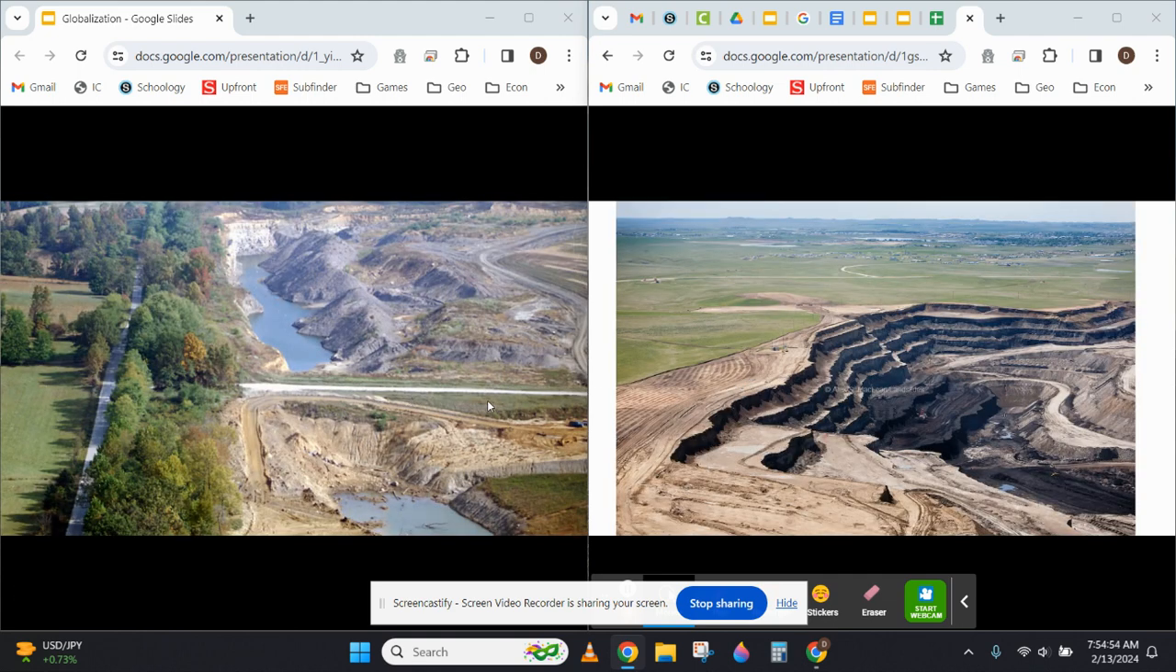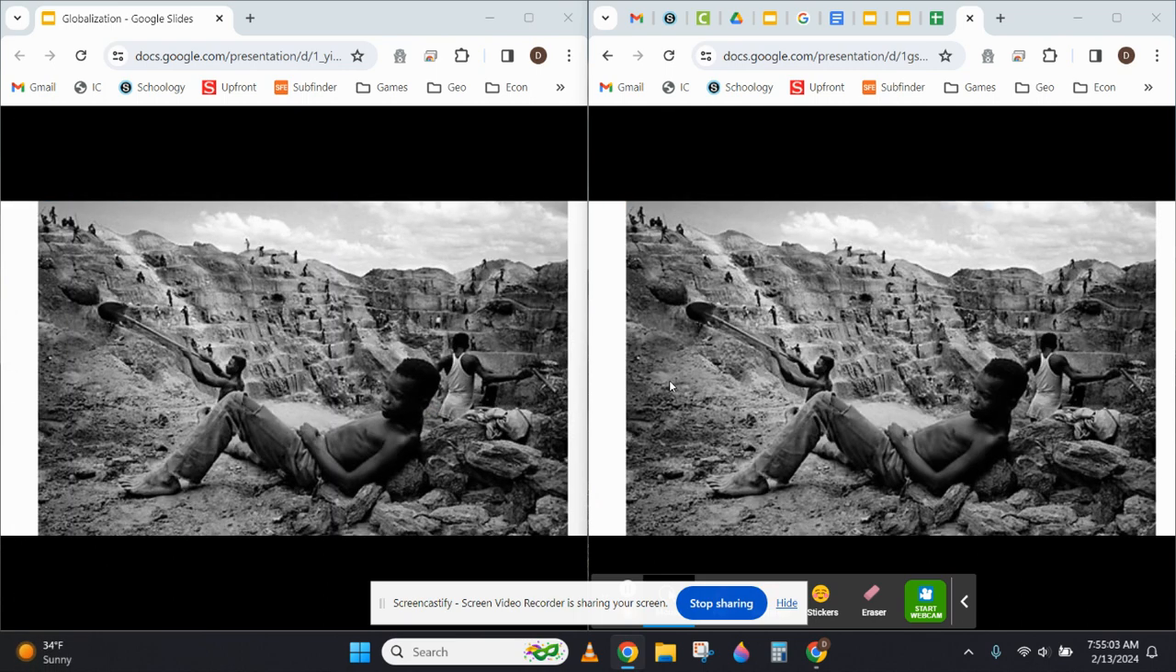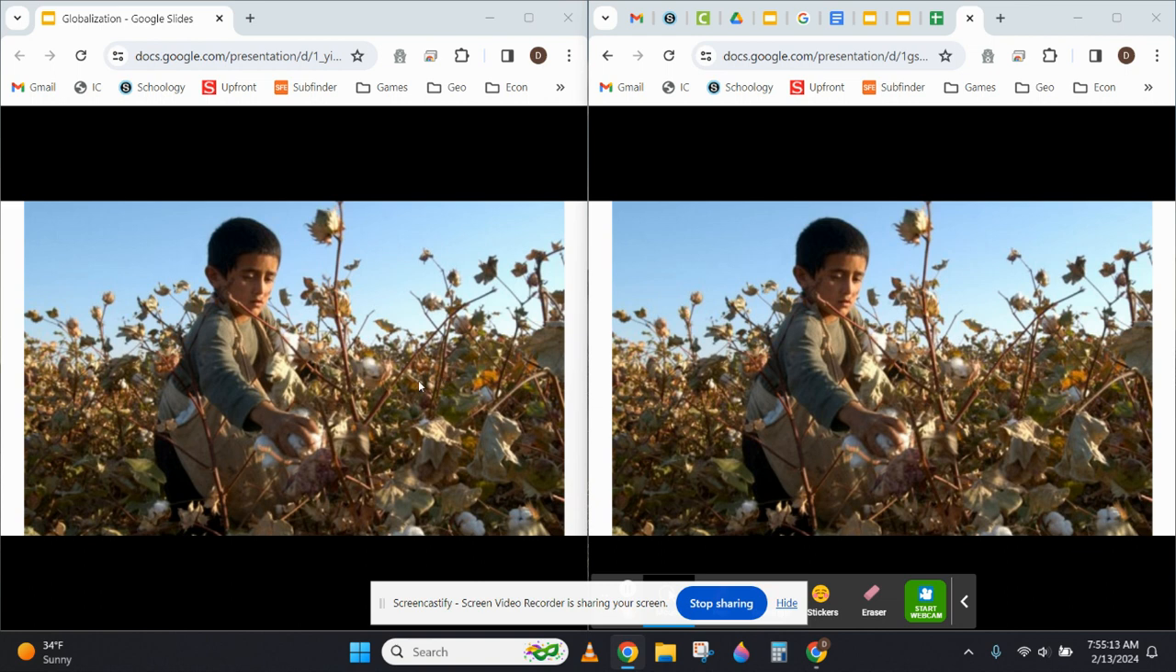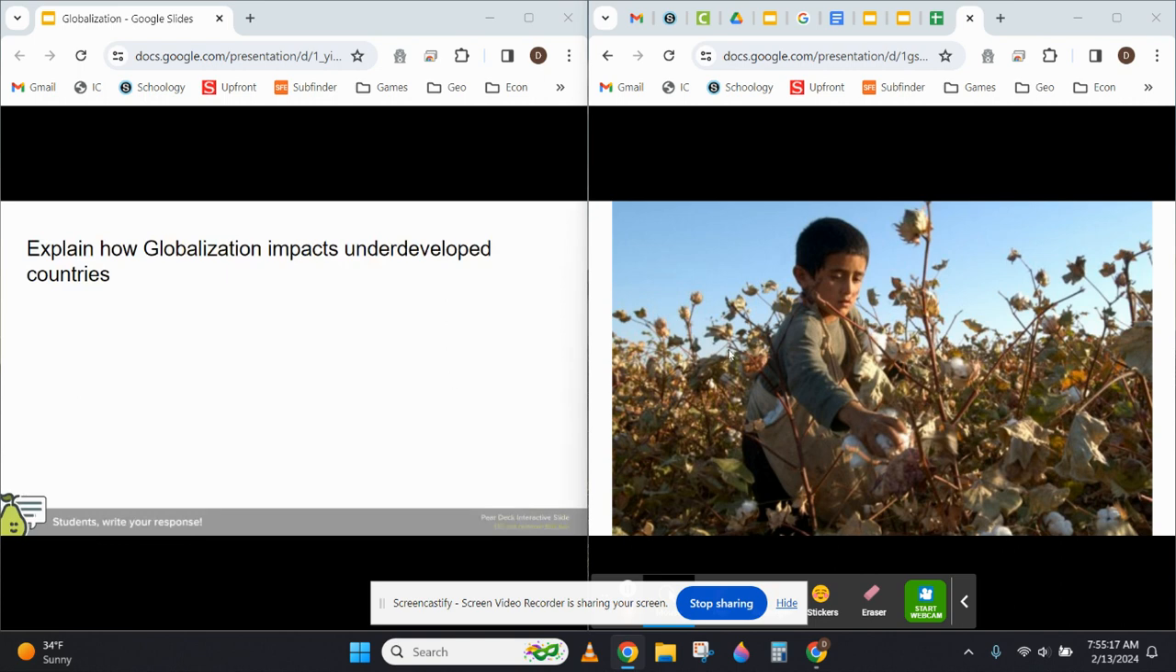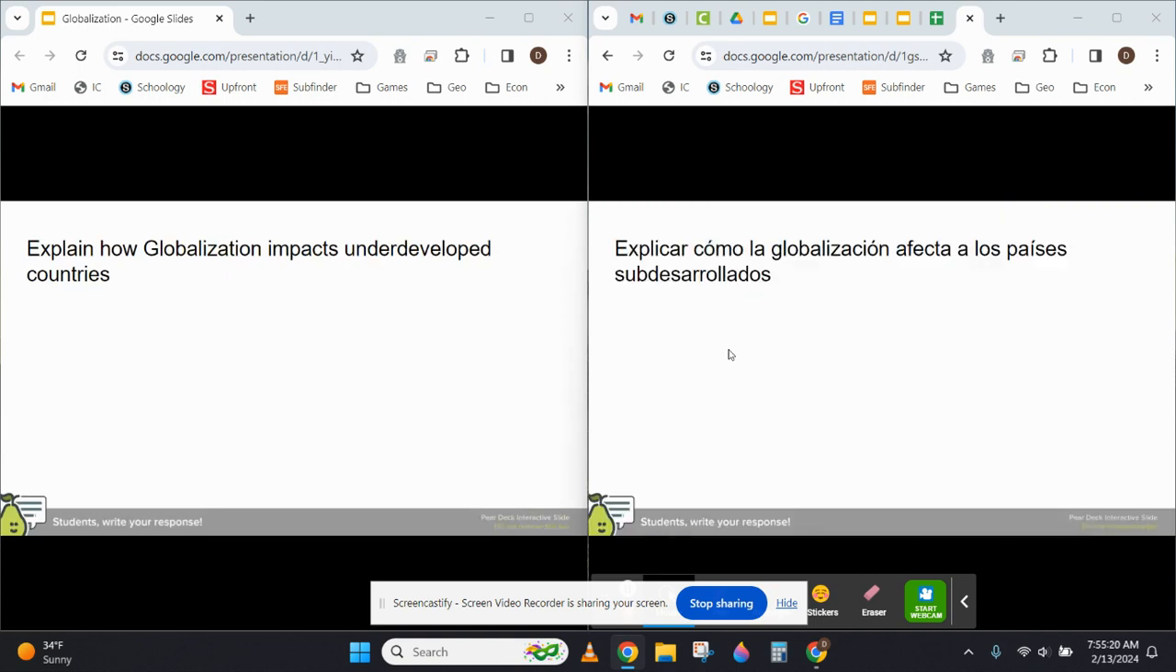So if we look at what this might look like, you can see mineral extraction. Right? They're digging into the earth to get stuff out, poisoning the water, destroying the trees, mining the ground, hurting their own physical bodies, sometimes poisoning their own bodies to get these resources. In a lot of countries, unfortunately, there's slavery involved as well. And then do now on the Pear Deck, explain to me how globalization is impacting underdeveloped countries. You can pause this video.